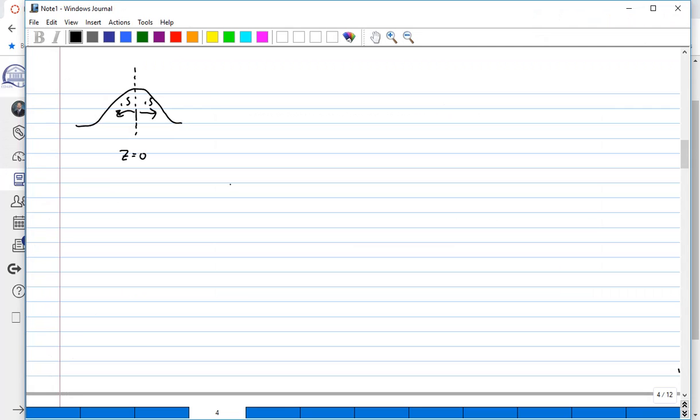Okay, so here's what this problem is asking. Let's say we have the bell-shaped curve. So we want to know what z value would we have around here so that to the right of that, the area is 0.04. All right. Now our table doesn't tell us any areas to the right of a z value. It will tell us areas to the left.